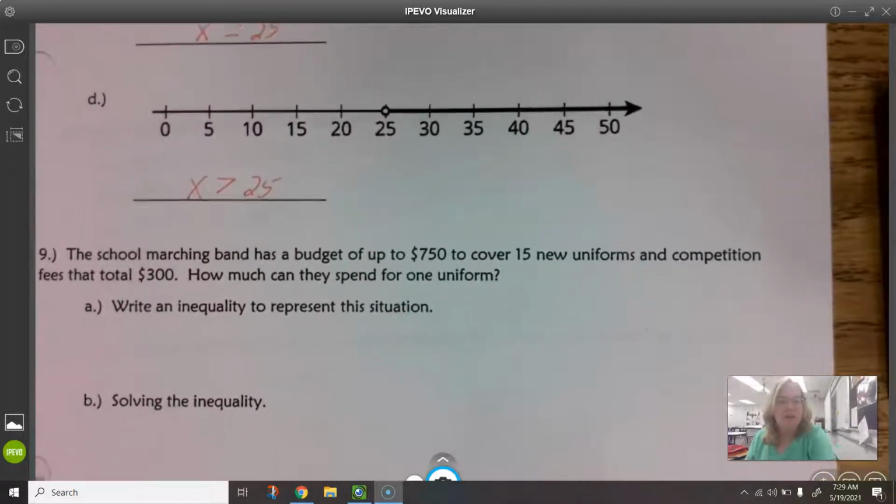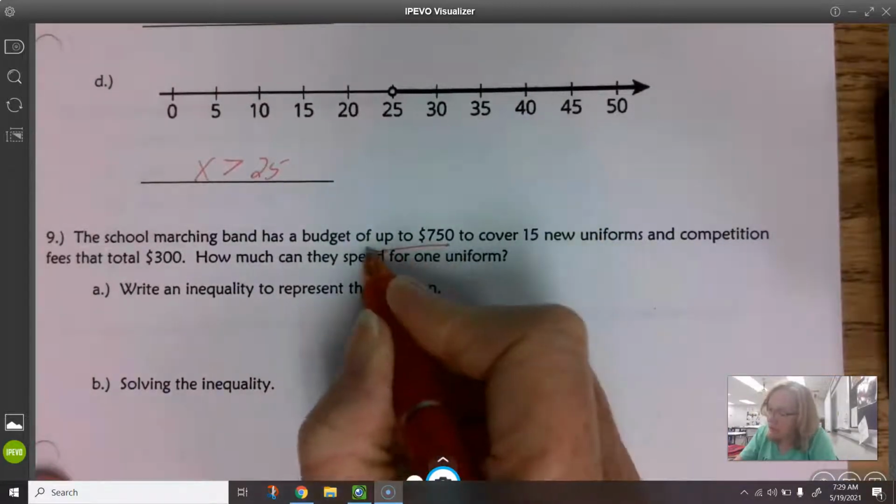Number 9. The school marching band has a budget of $750, up to $750.